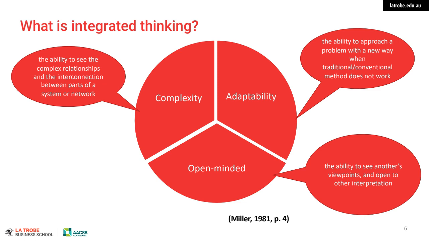But then, of course, when we want to teach the skills and we want more detail, we break it down into different components so that we can embed that into our course. We can break it down into a few components, as you see. The first thing is to recognize there is complexity in the world. That is the ability to see the complex relationships and interconnections between parts of a system or a network.